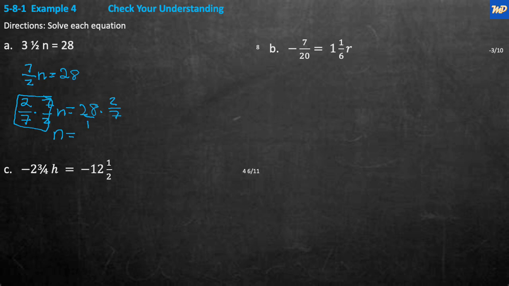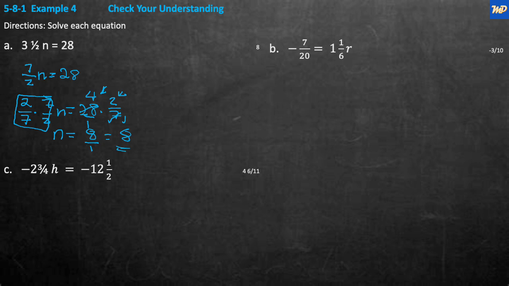So, does 7 divide into 28? Yes, it does. 7 goes into 7 one time. 7 goes into 28 4 times. And now we're in good shape. We can now say n is equal to 4 times 2, which is 8, over 1. So n equals 8. And that is the solution to problem A.